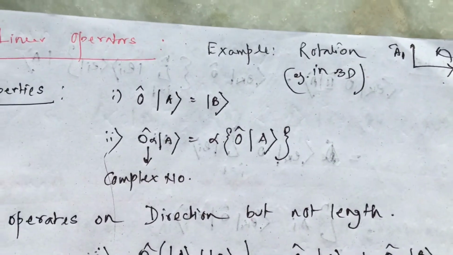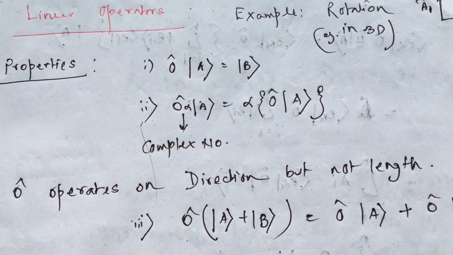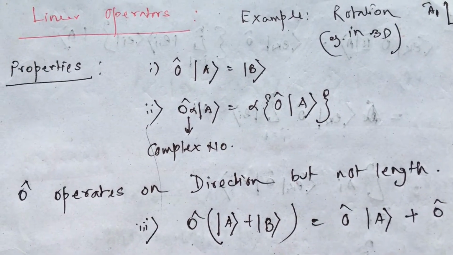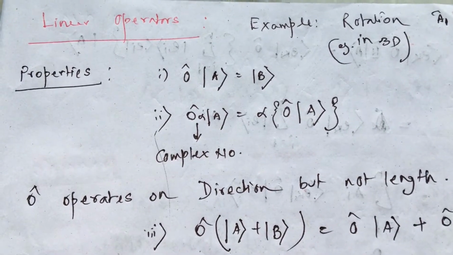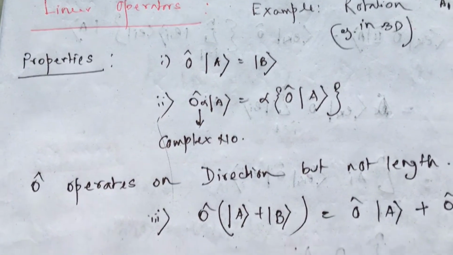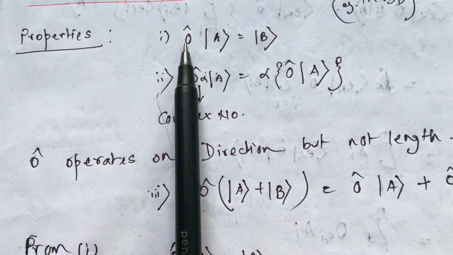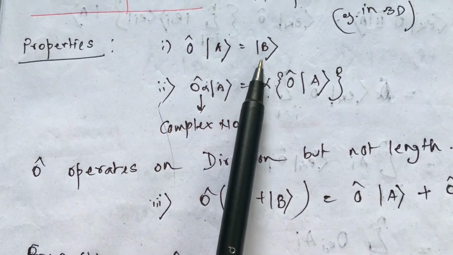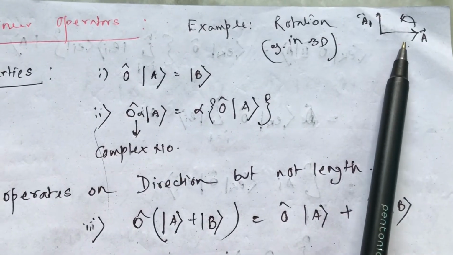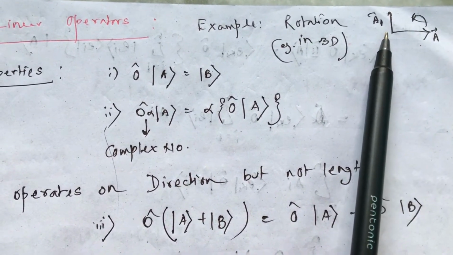But we are now in a complex vector space. We are not in Euclidean space now. We are in a complex vector space with n discrete dimensions, in discrete components. Property 1 of linear operators: operator O operating on a ket vector gives us a new vector B, just like this rotation. Like the rotation applied on A gives us a new vector A1.